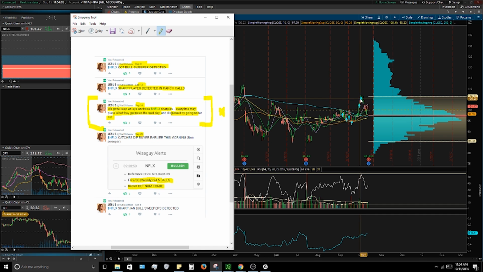And I want to note something here. It's kind of funny, at this time I even marked down my chart here. October 5th, there was a sharp January bull sweeper. So someone was buying Januaries, and a lot of the people that totally missed this whole move saw that action right there.